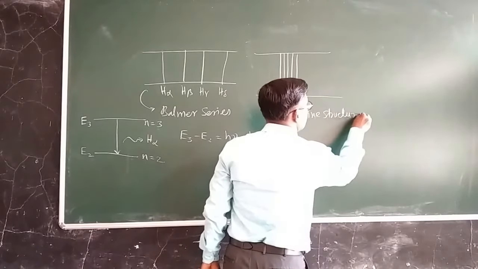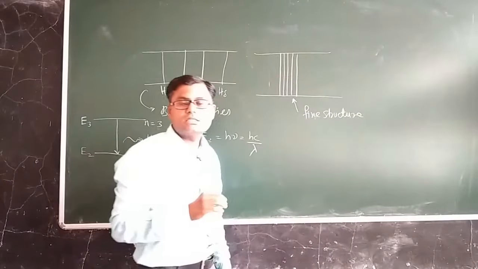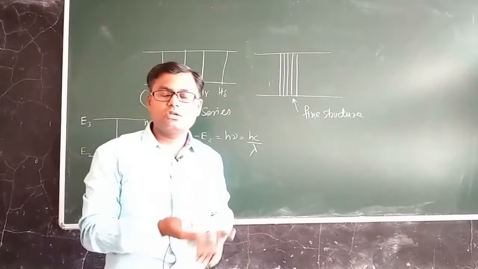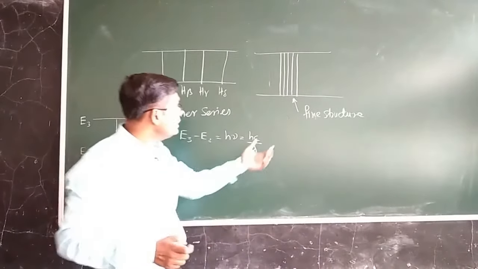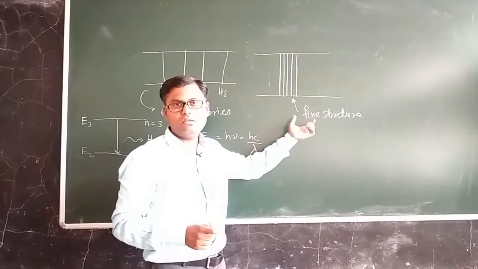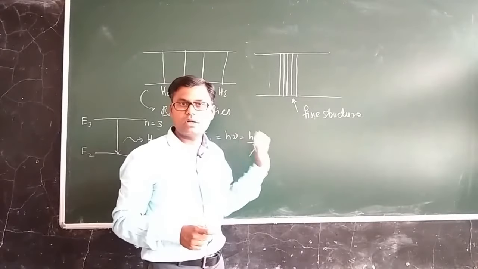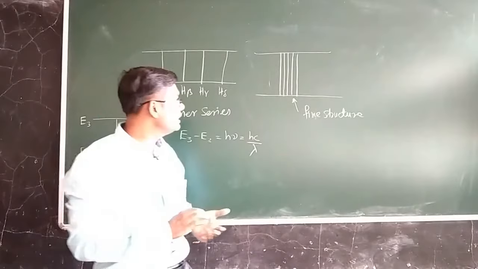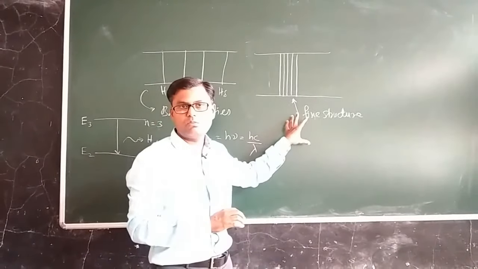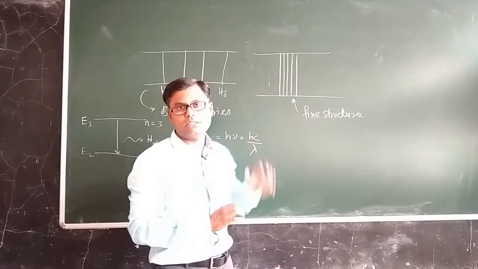This is called the fine structure of the H alpha line, or the fine structure of the hydrogen spectrum. The origin of the fine structure of the H alpha line could not be explained by the Bohr atomic model, and here the Bohr atomic model fails. This is the biggest shortcoming of the Bohr atomic model, that it could not explain the fine structure.